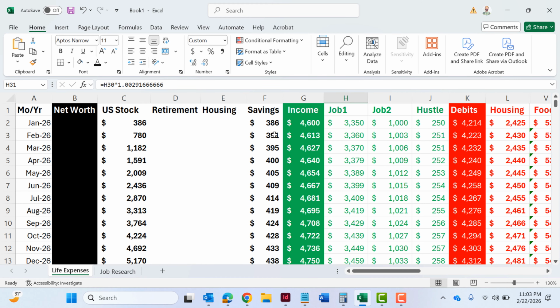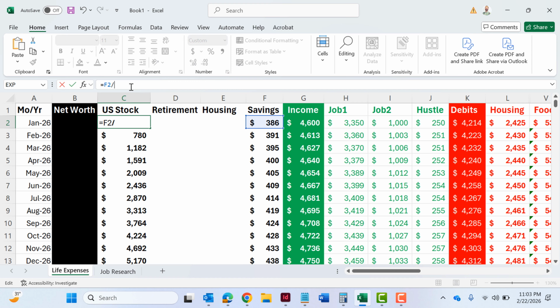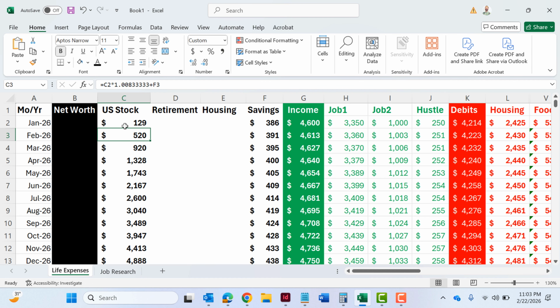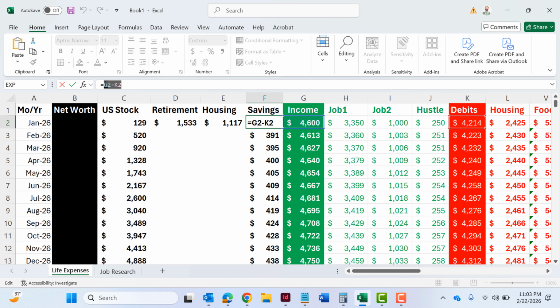One way you could split this up is to say, okay, I'm going to put a third of my savings in the housing market, a third in retirement, and a third in U.S. stock. So what you could actually do is come over here and say U.S. stock is equal to savings divided by 3. So F2 divided by 3. Pull these over. So we've got that equation. Let's pull it over. So instead of, let's see, this does not work. Our savings is now, for retirement, it's F2 divided by 3.